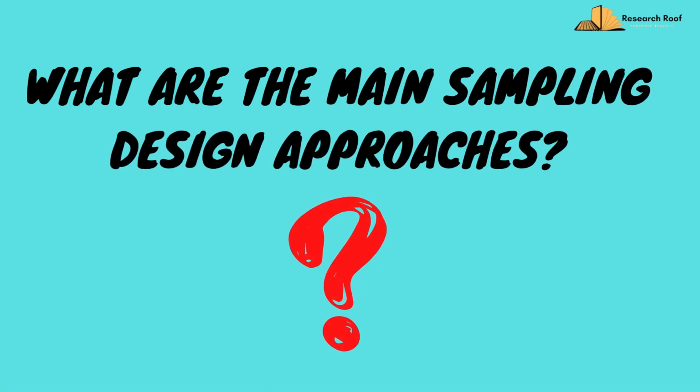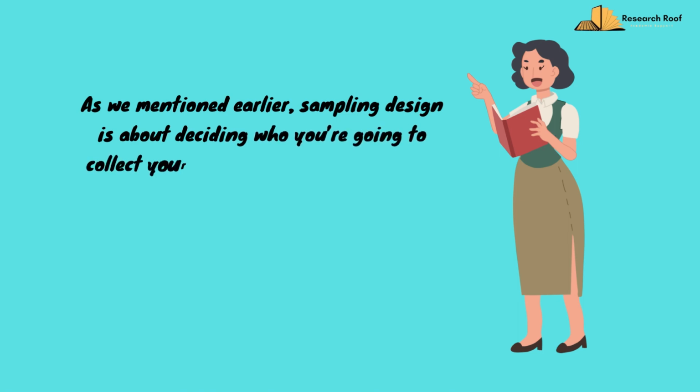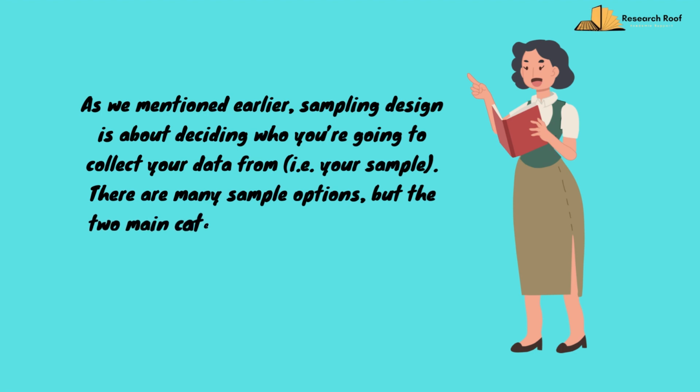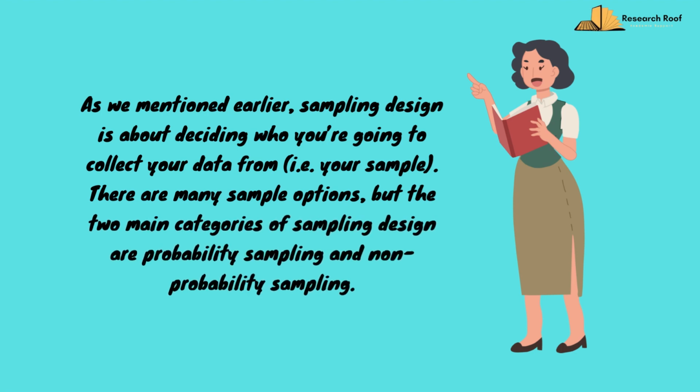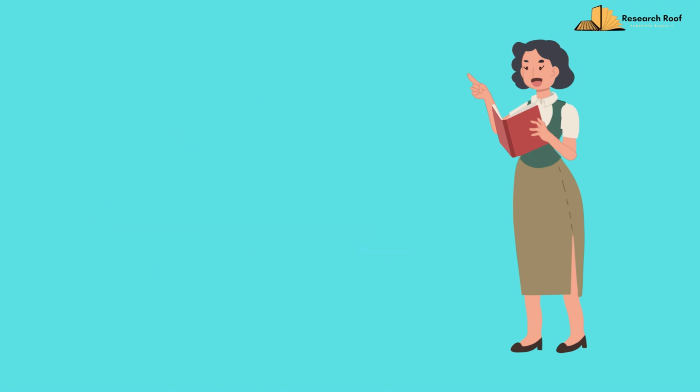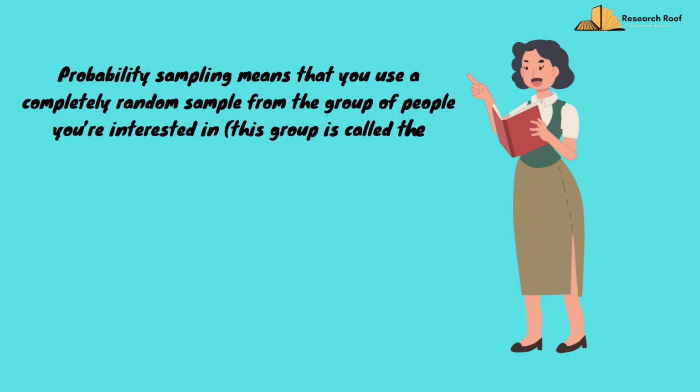What are the main sampling design approaches? As we mentioned earlier, sampling design is about deciding who you're going to collect your data from, i.e. your sample. There are many sample options, but the two main categories of sampling design are probability sampling and non-probability sampling. Probability sampling means that you use a completely random sample from the group of people you're interested in. This group is called the population.